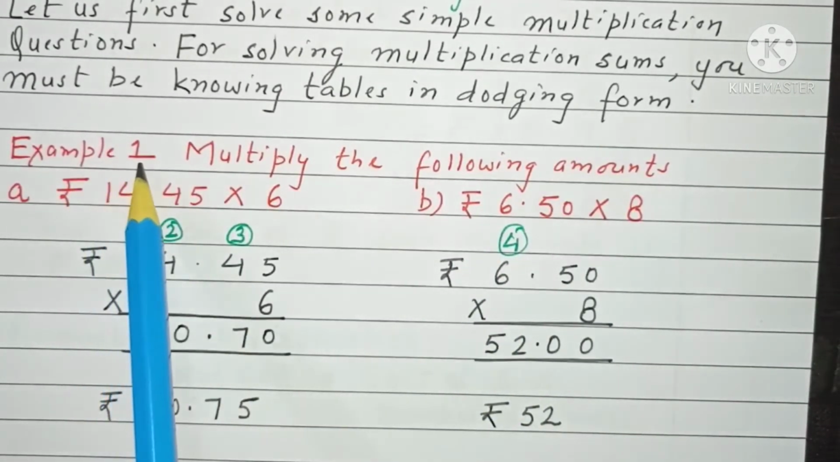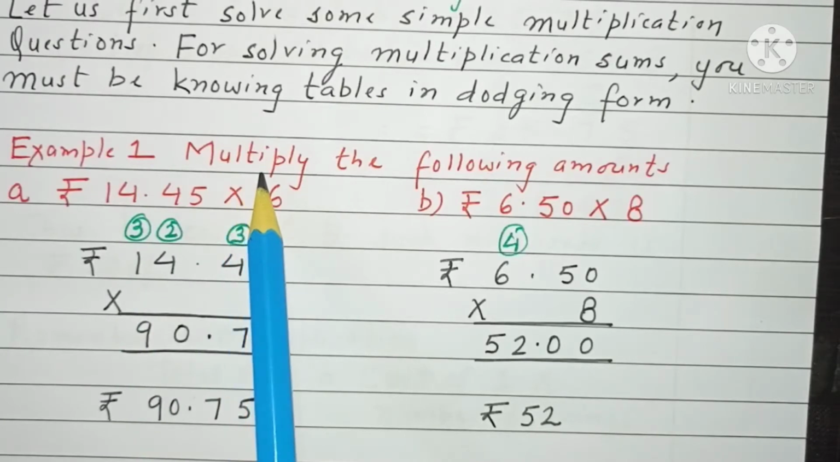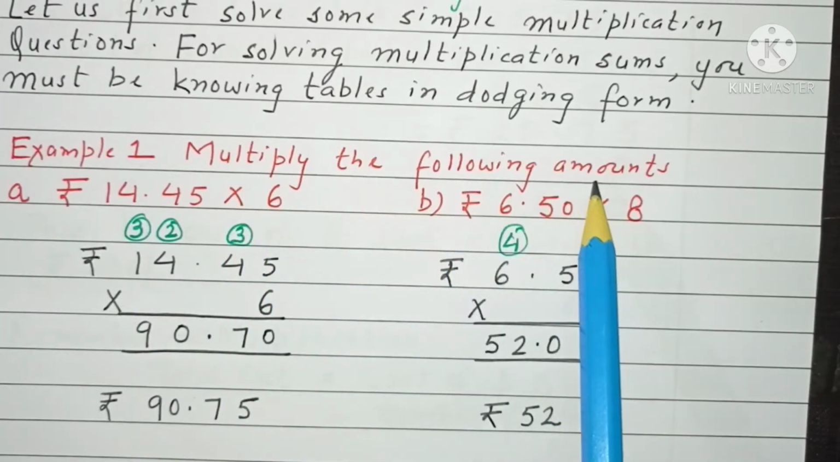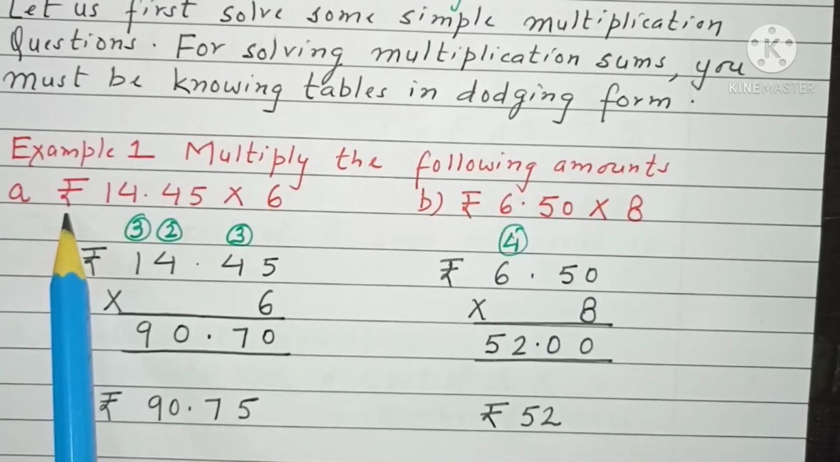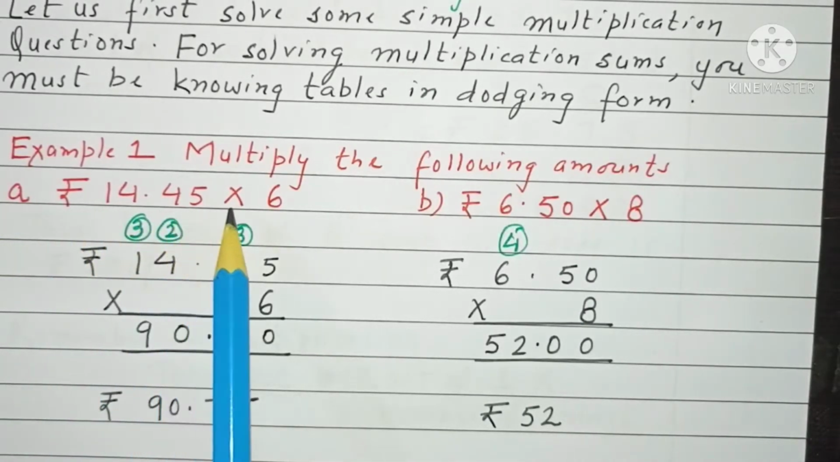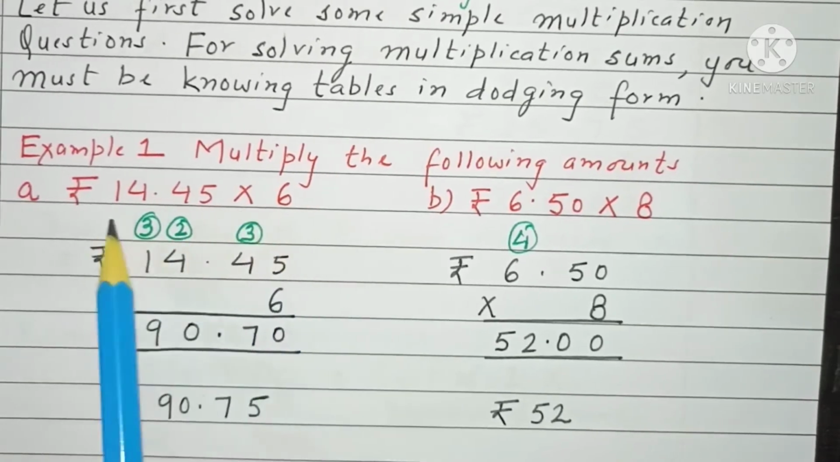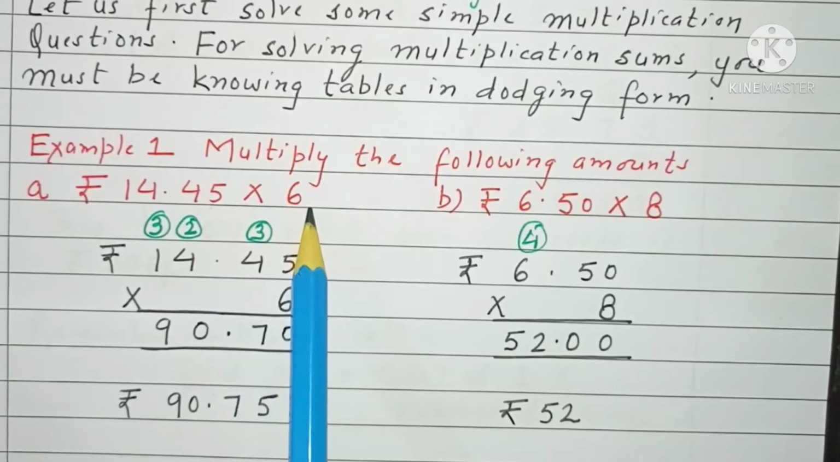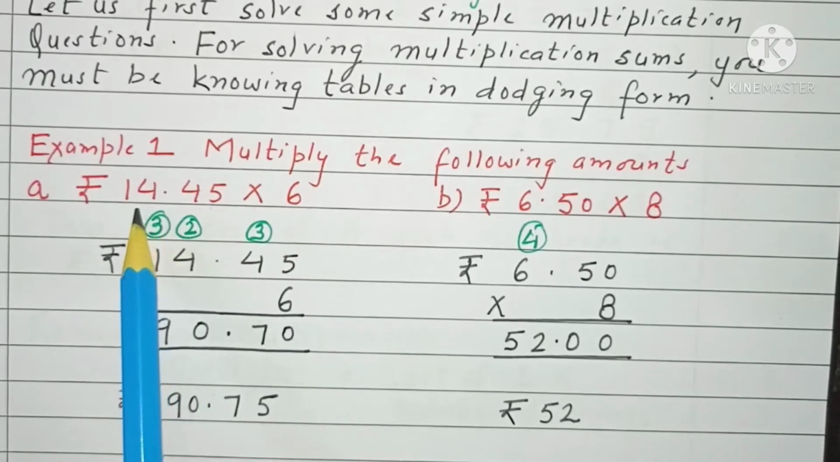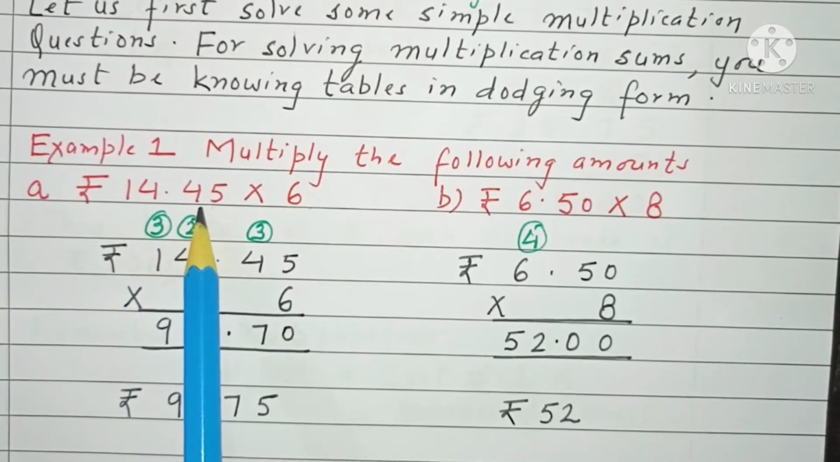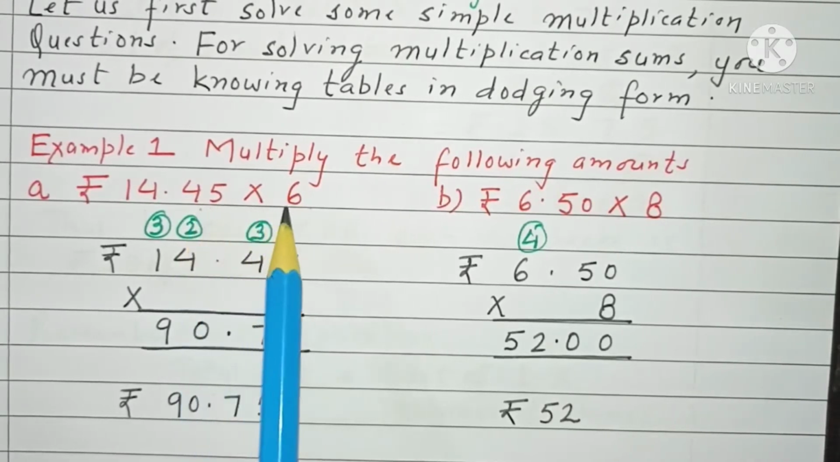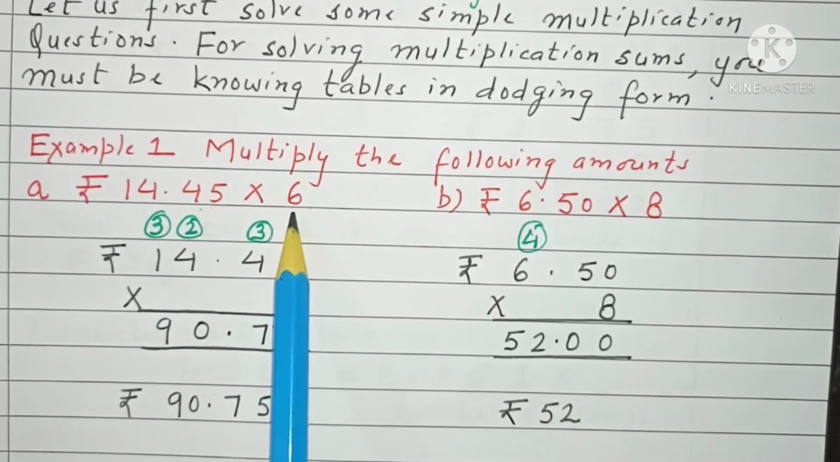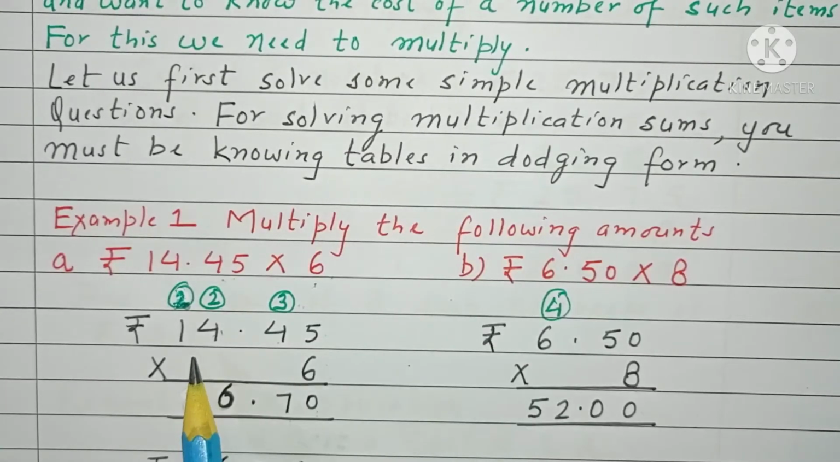Let's see example 1. The question is, multiply the following amounts. A part: rupees 14.45 multiplied by 6. It is 14 rupees and 45 paisa, which is to be multiplied by 6. That means, for example, you know the cost of one item, that is rupees 14.45, and you need to calculate the cost of 6 such items. For that, we need to multiply the given amount by 6.